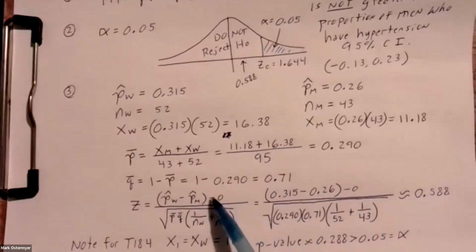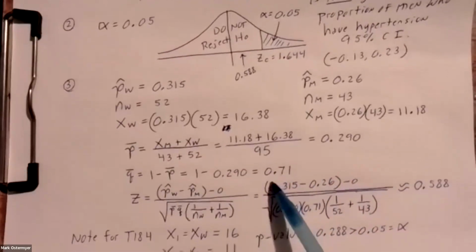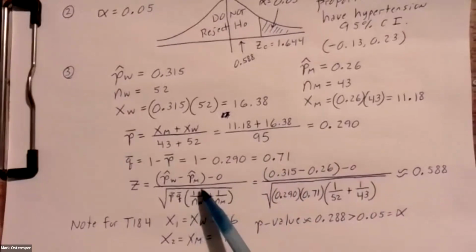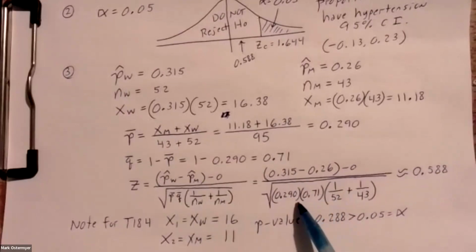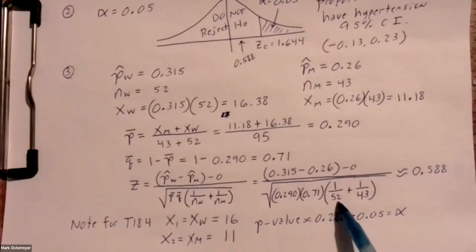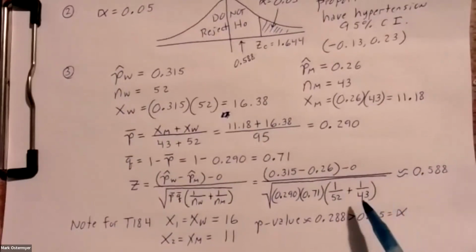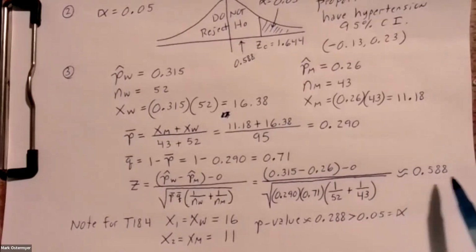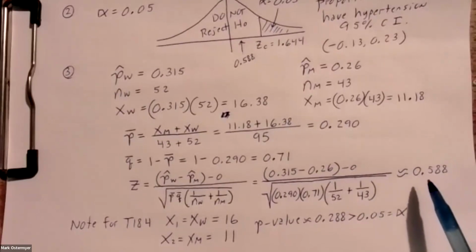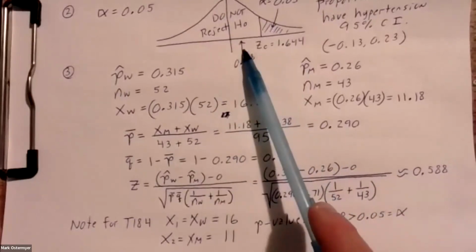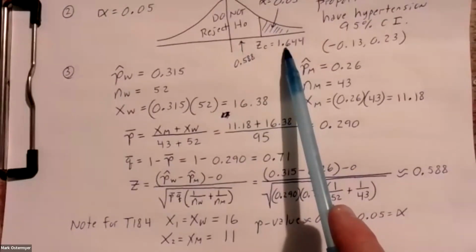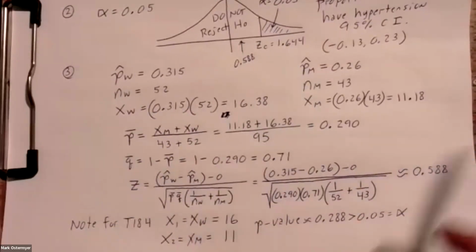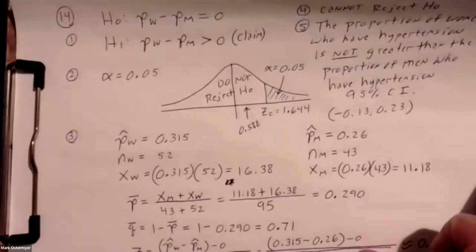And for Q bar, I get 1 minus that, which is 0.71. I substitute things into the test statistic formula where I have women minus men here, that order of subtraction. Here's P bar, Q bar, this 1 over the number of women surveyed plus 1 over the number of men surveyed. Anyways, I get about 0.588 for my test statistic. The test statistic falls very safely in the do not reject region, being much less than the critical Z value. And therefore, we would conclude that we cannot reject the null hypothesis.